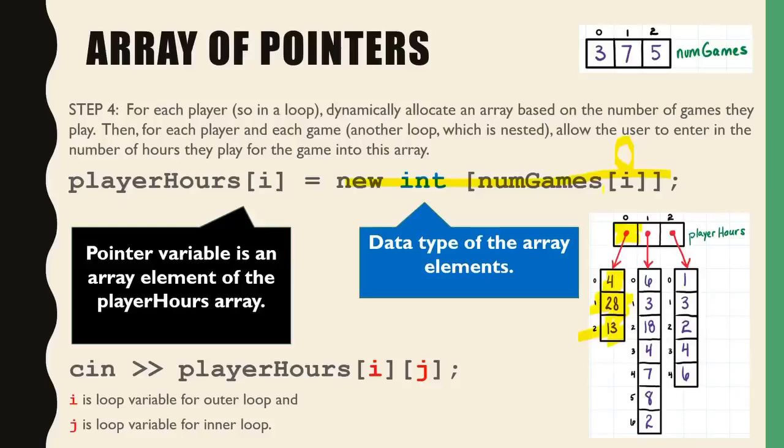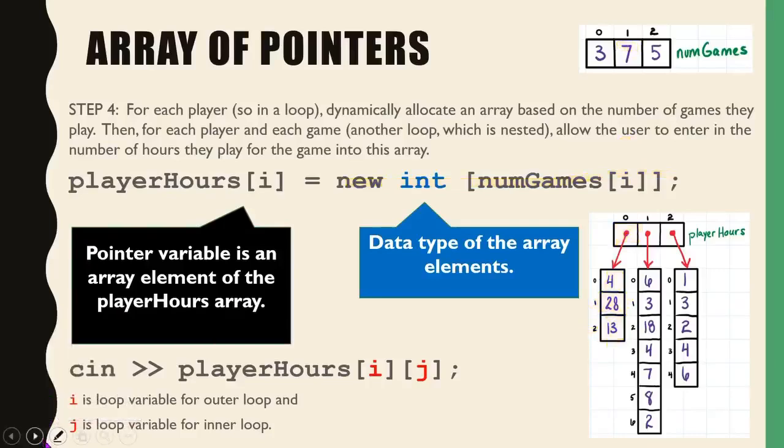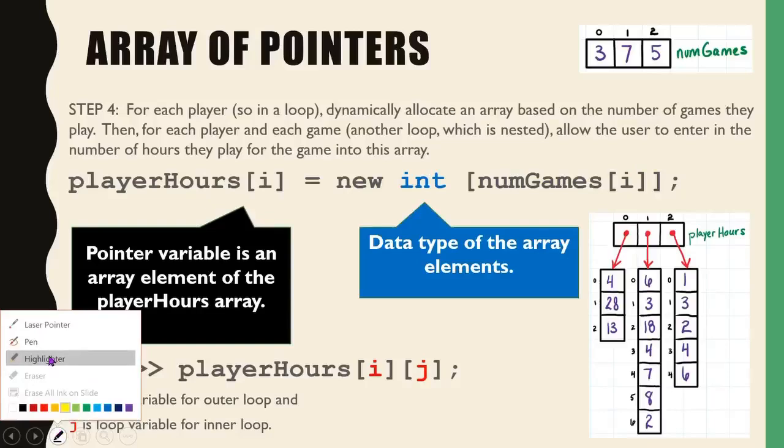So if this is in a loop, that means we would do this for 0, and then i would be incremented to 1. And then we would look at what size or what number is in num games sub 1. Well, that's a 7. And so let me erase all on slide and start fresh with this first one.